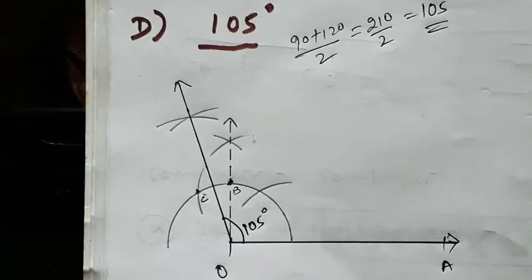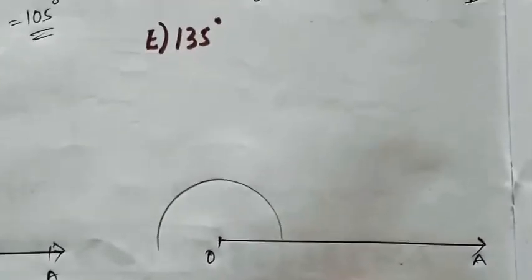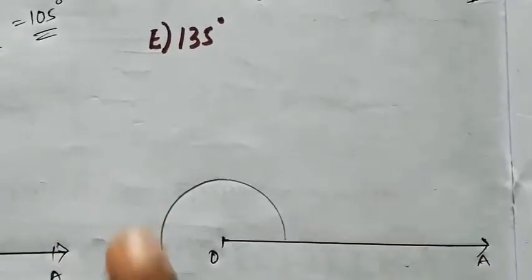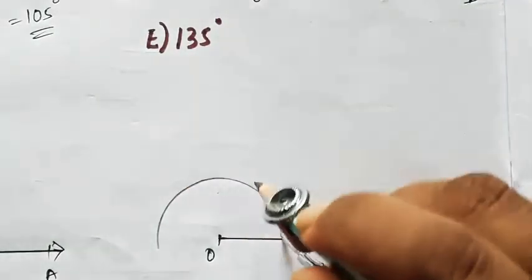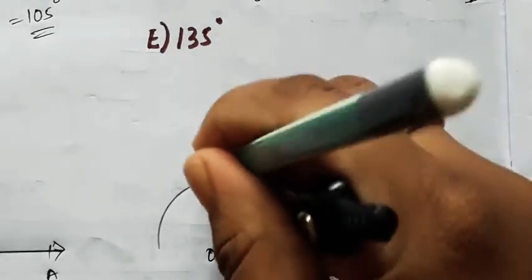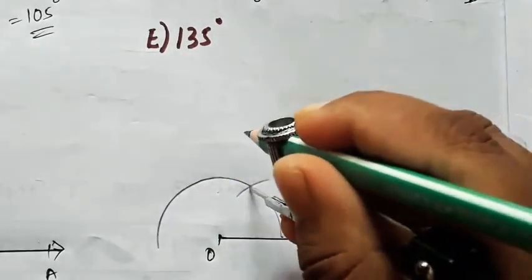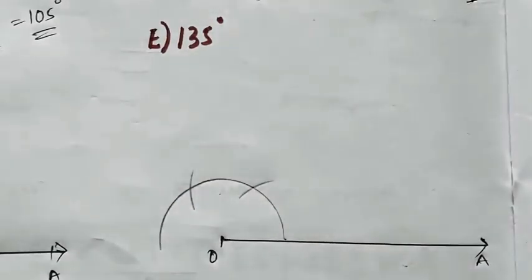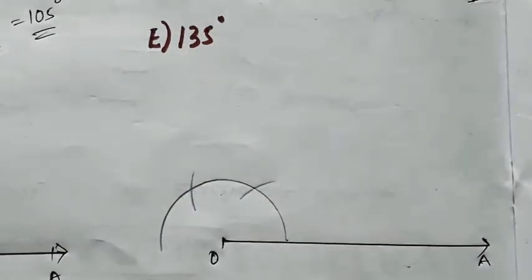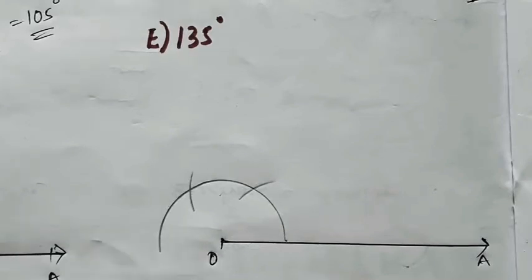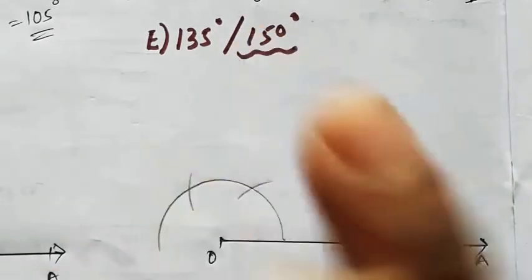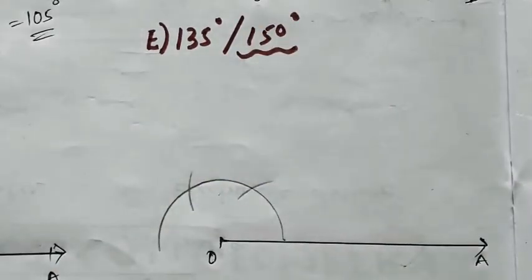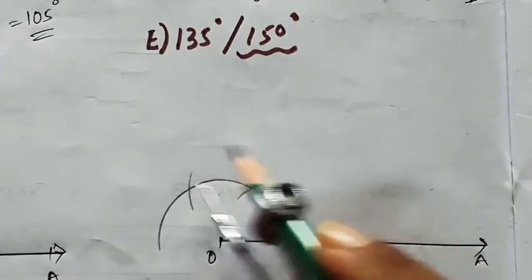Okay, so let's move to the next, that is 135. For 135 also the same steps. First of all, one ray, semicircle, put 2 arcs. Before constructing 135, let's have a look at how to construct 150. First of all we will construct 150. So we'll already put 2 arcs.